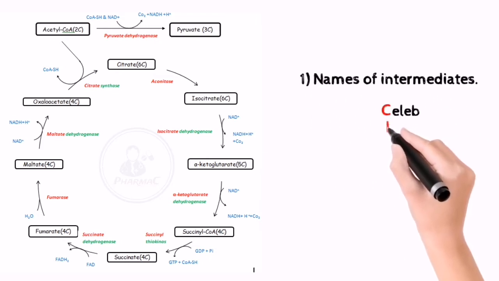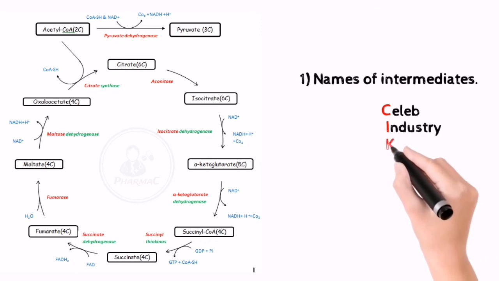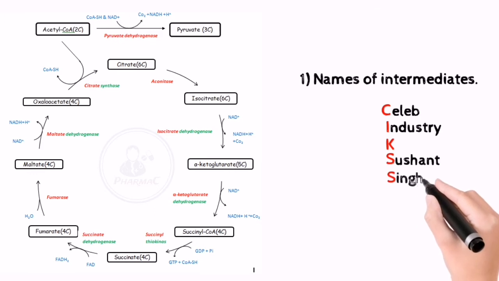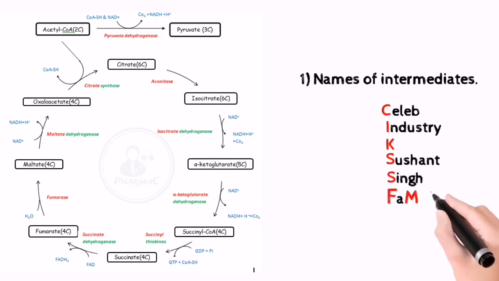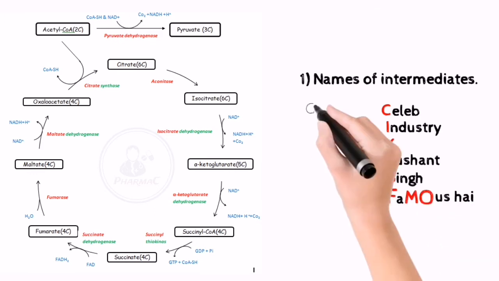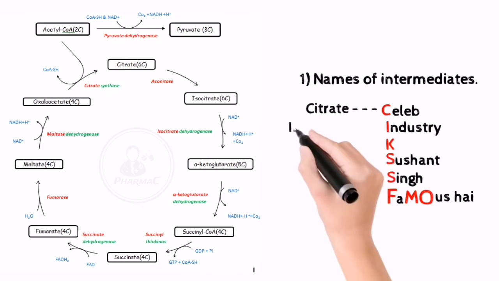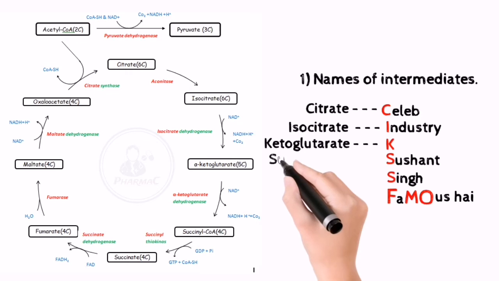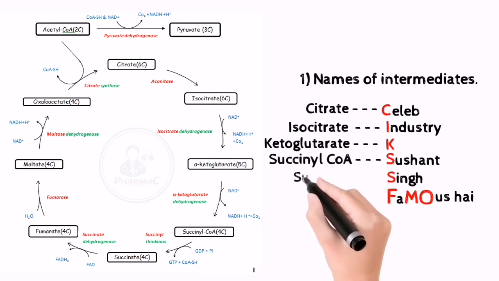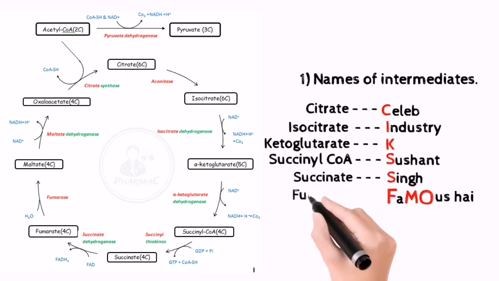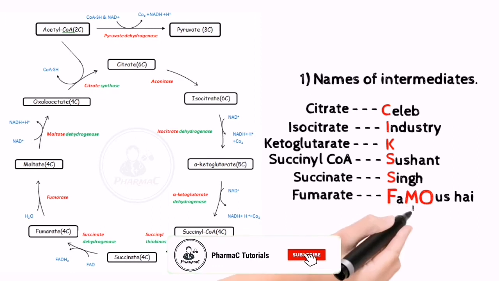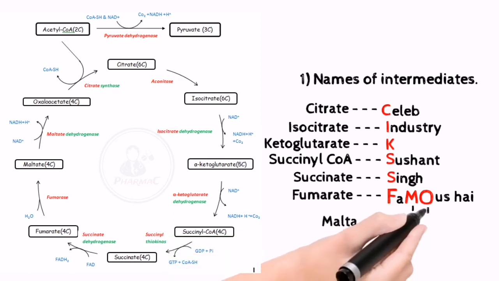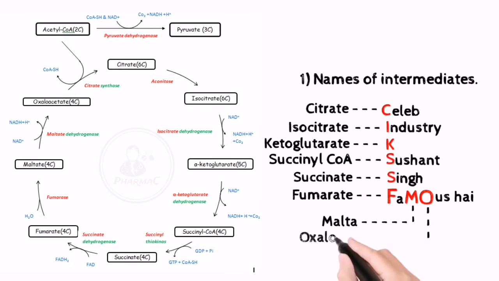To remember the names of the intermediates, we have a simple mnemonic here, which is Silab industry ke Sushant Singh famous hai. The words in the red color will indicate the intermediate's name. First, C stands for citrate, I stands for isocitrate, K for ketoglutarate, S for succinyl coenzyme A, second S for succinate, F for fumarate, M for malate, and O for oxaloacetate.